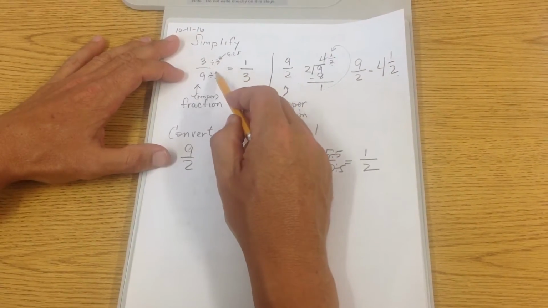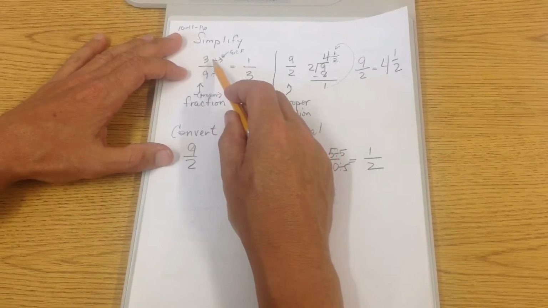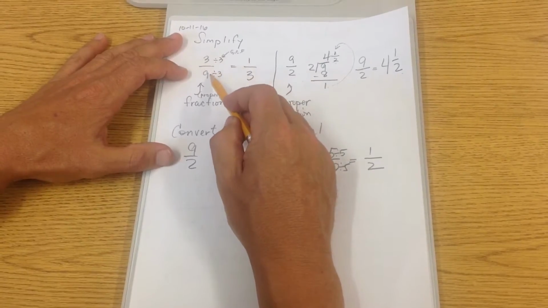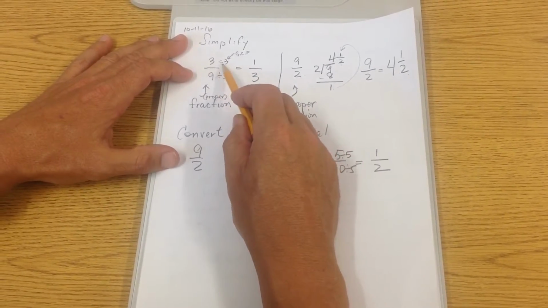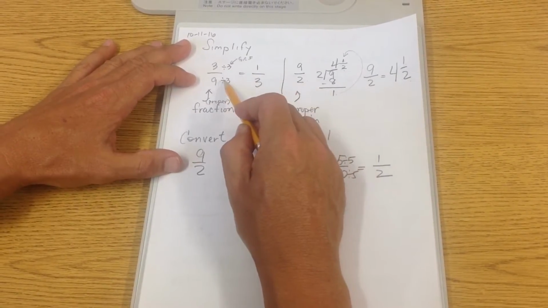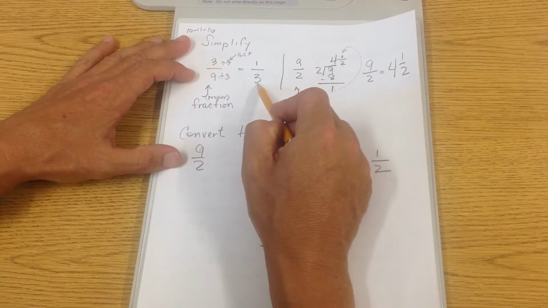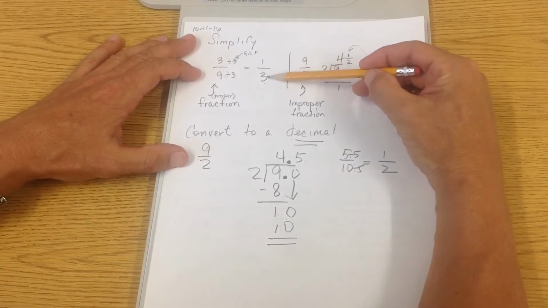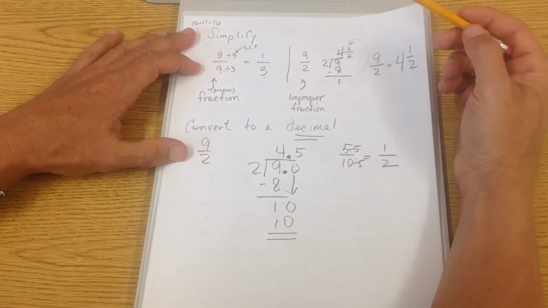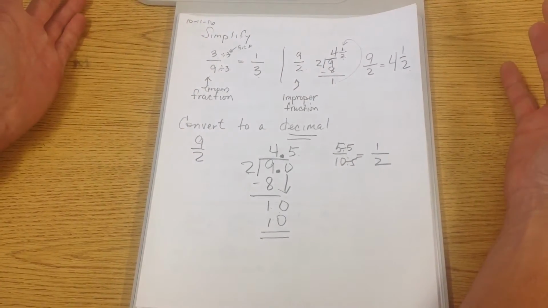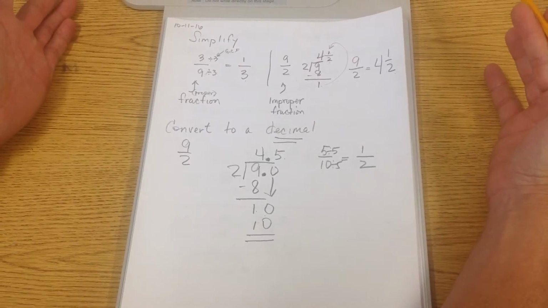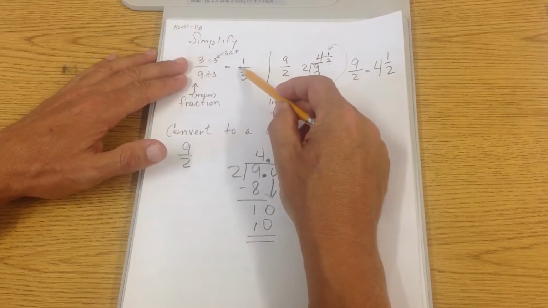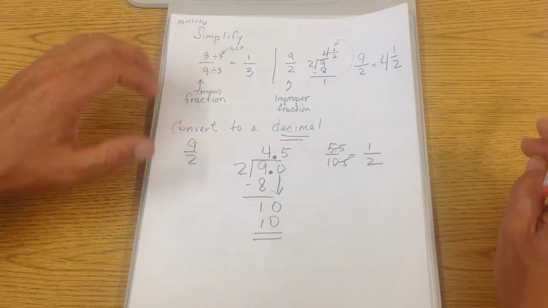You take the greatest common factor, and you divide that number into both the numerator and the denominator. 3 divided by 3 is 1. 9 divided by 3 is 3. And in this case, 1/3 is in its simplest form. Anytime you have 1 in the numerator, you know that your fraction is in its simplest form. So this is how you simplify a fraction, by finding a common factor.